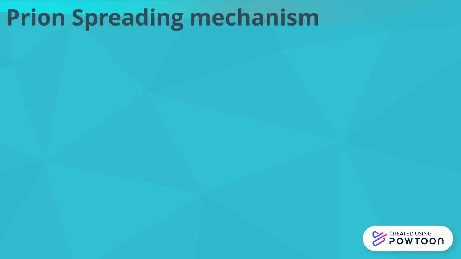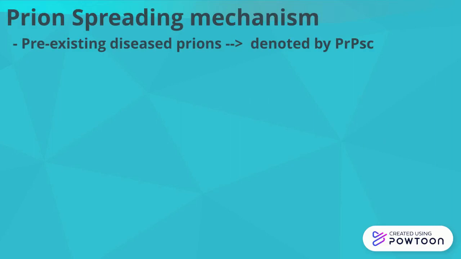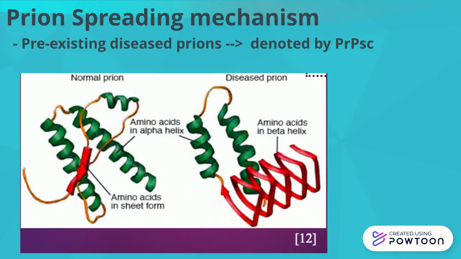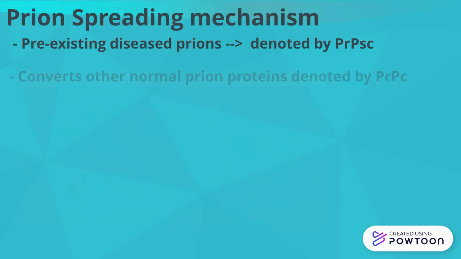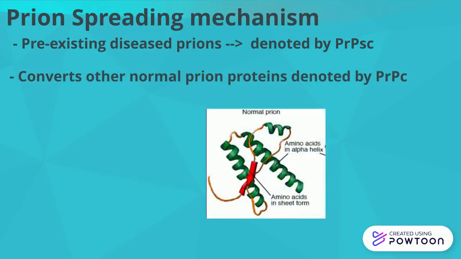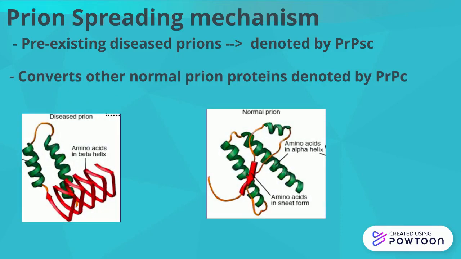Pre-existing diseased prions which have conformed structures will be denoted by PrPSc as in the diagram. They will spread by converting other normal prion proteins, denoted by PrPC, which is commonly found around in the central nervous system. The PrPC now will be the new generation of the PrPSc and the process will start again.